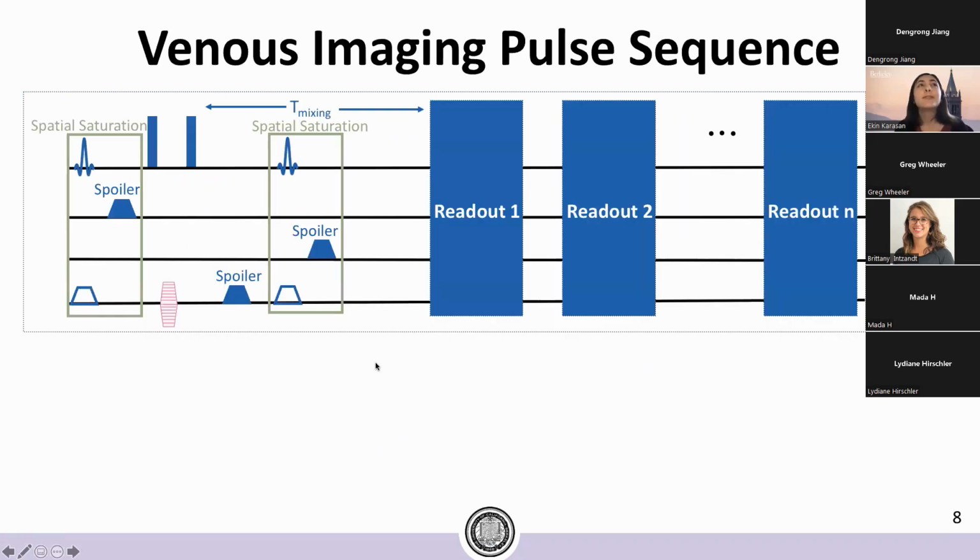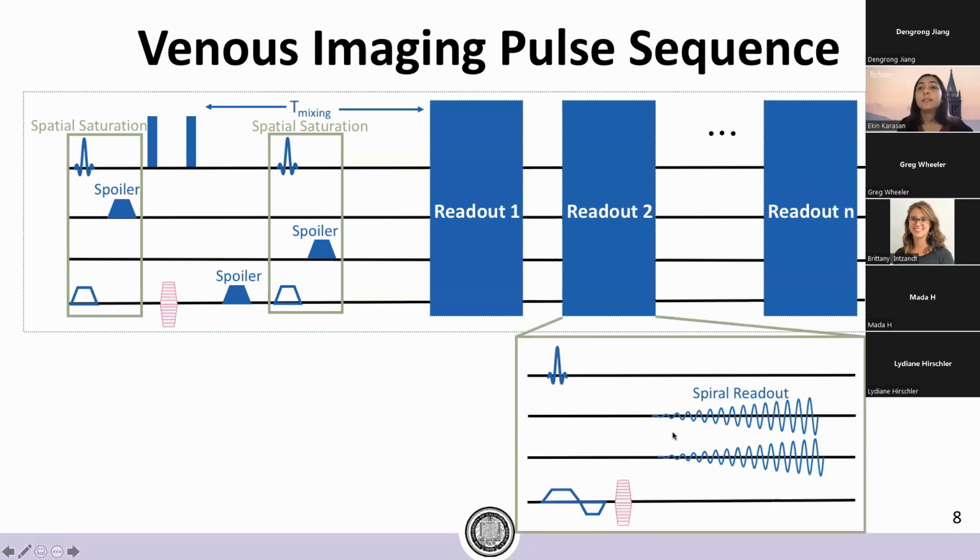Here are some more details of the particular pulse sequence we use for our venous imaging studies. We added spatial saturation bands before and after tagging in order to suppress the signal from static tissue. We performed multiple acquisitions after our tagging, and this effectively samples the displacement spectra at multiple different mixing times. Each of our acquisitions was a single shot spiral readout.